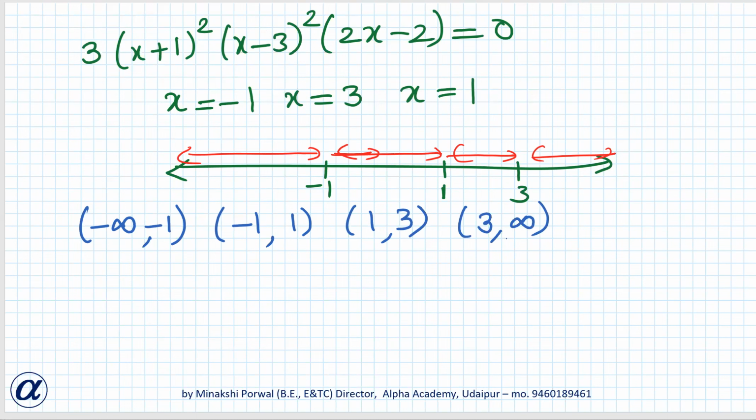Okay. Now we'll check in each interval whether it is positive or negative. -infinity to -1: suppose we substitute -2 here. Whatever the number, its square is there, so it will be positive only. -2 will be negative. So here f dash x will be negative. When it is between -1 to 1, we'll check. Suppose I choose 0. So both of these will be positive numbers.